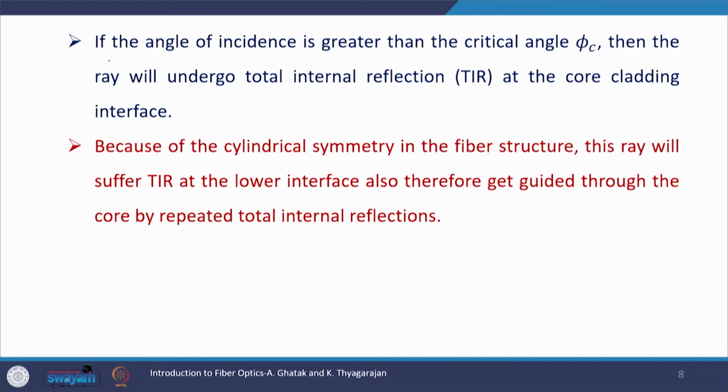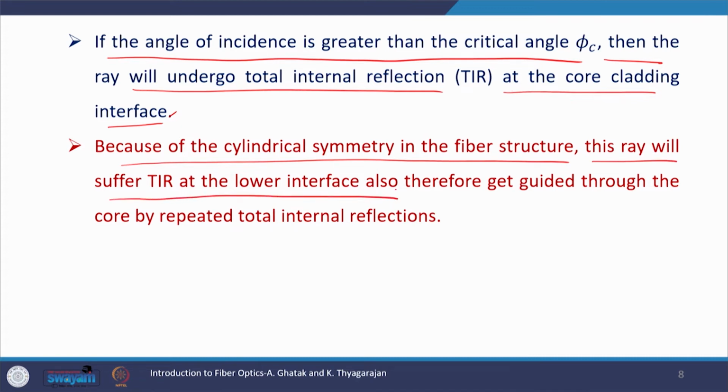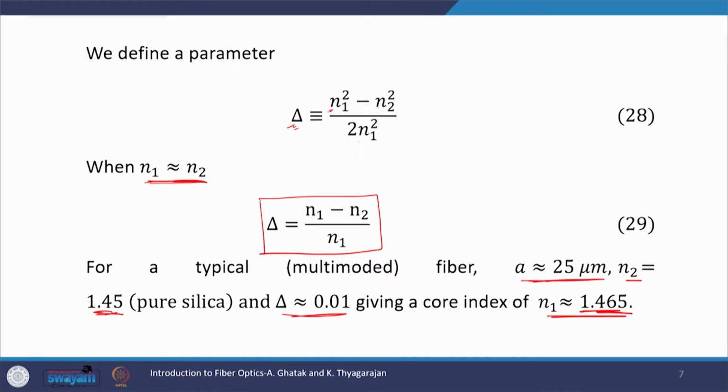Now, if the angle of incidence is greater than the critical angle, then the ray will undergo total internal reflection at the core-cladding interface, and because of the cylindrical symmetry in the fiber structure, this ray will suffer TIR at the lower interface also, and therefore get guided through the core by repeated total internal reflection, which is what we saw in this figure. Total internal reflection is happening at this interface, then here, then here. Repeated total internal reflection is happening and the ray is propagating along the length of the fiber, and this is how a waveguide guides light.